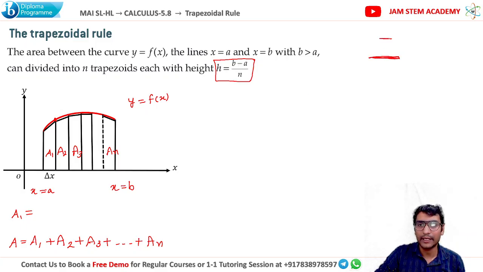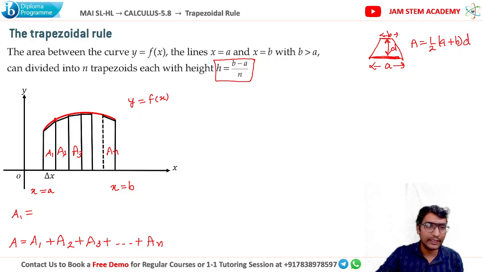We know the area of a trapezoid is given by, if you have a trapezoid, let's say this line and this line are parallel sides and these are non-parallel sides. So this side length is, let's say, A, this side length is, let's say, B, and the distance between these two parallel sides is D. So the area is given by half times the sum of the parallel sides, A plus B, times the distance between them, D.